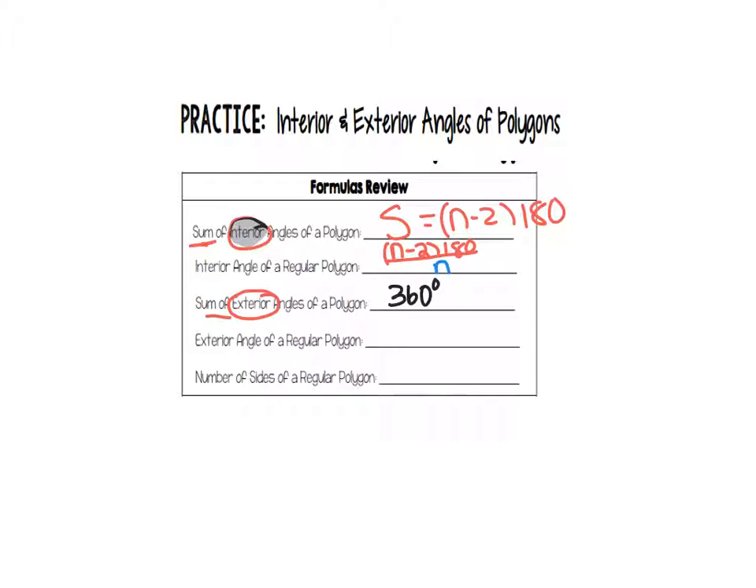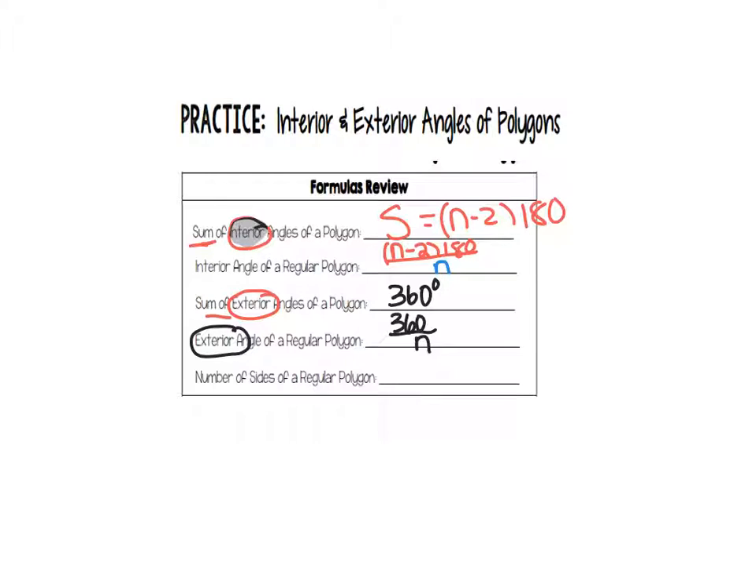So check this one out. If you want the exterior angle of a regular polygon, as soon as your brain reads exterior, I need you writing 360. So this is going to be 360 divided by the number of sides, and that's going to give us the angle.